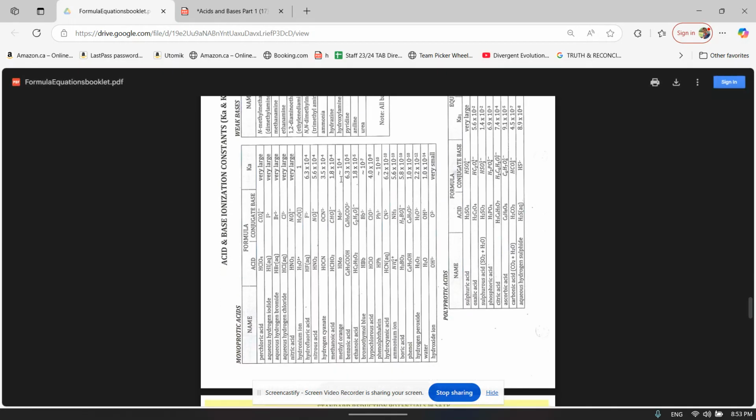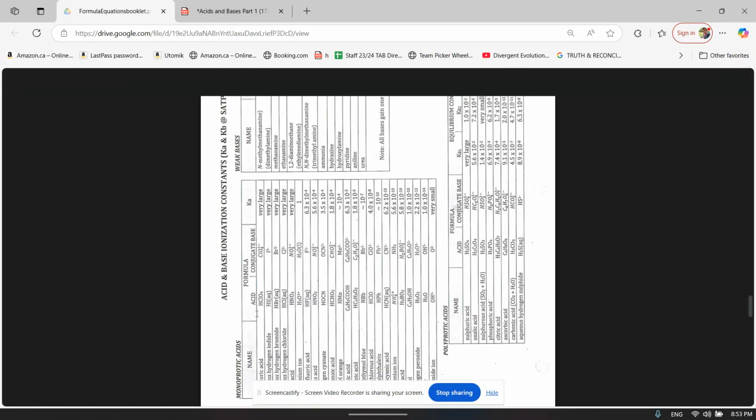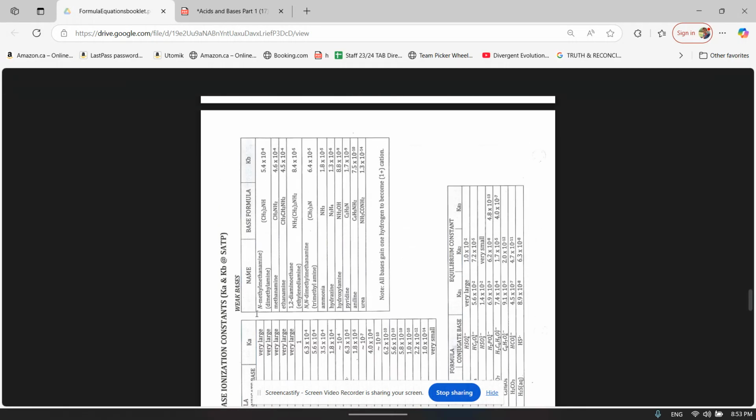Okay, so you can use this table here. You'll notice this table is organized by monoprotic and polyprotic acids. Monoprotic acids, we'll learn later on, give away 1 H, and polyprotic acids give away more than 1 H: polyprotic, more than 1 proton; monoprotic, 1 proton. This table also has Kb values, because we're going to learn that bases have Kb values as well.